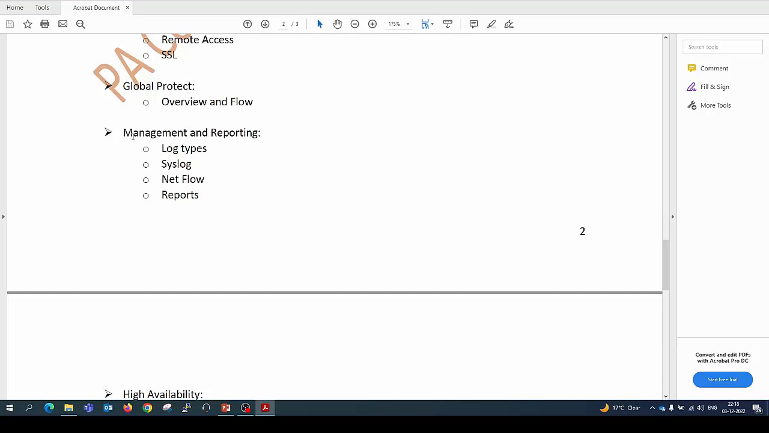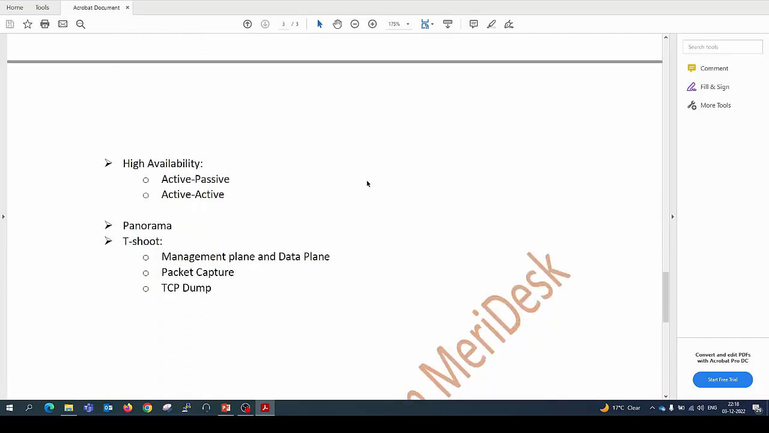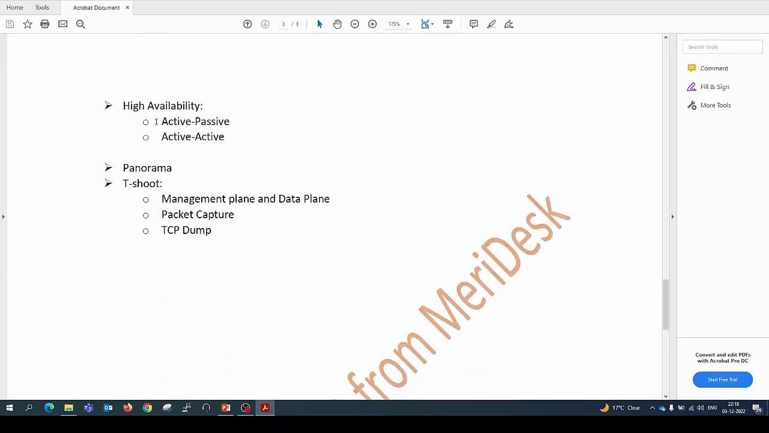Now, after this, we have management and reporting. Log types we'll see, syslog we'll see, NetFlow reports. A lot of information is there in the management and reporting section also. After this, we have high availability, where we'll see the active-passive environment of Palo Alto, and also the active-active environment of the Palo Alto. So these things we'll see in very detail.